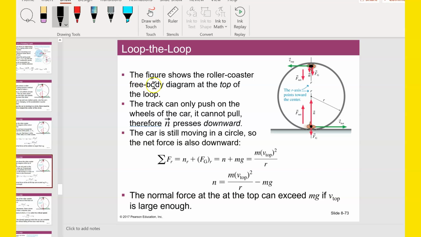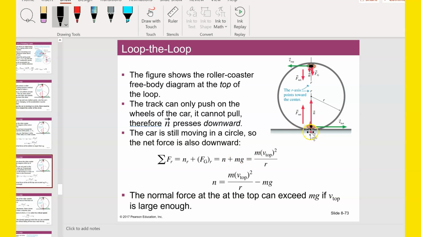Figure shows the roller coaster free body diagram at the top of the loop. The track can only push on the wheels of the car. It cannot pull. Therefore, the net force presses downward. The car is still moving in a circle, so the net force is also downward. So if you look at this, again, because the positive r direction is toward the center of the circle, now gravity is a positive value instead of a negative value.